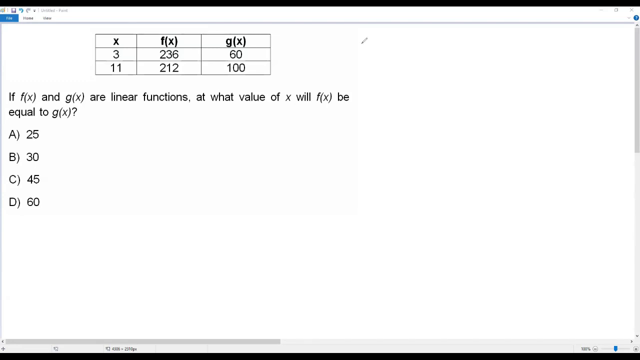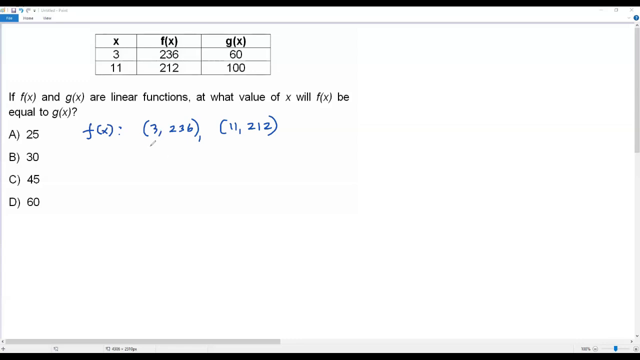Now I'm going to find the function f of x. For that I'm going to consider the 2 points we have for f of x. The first point is when x equals 3, f of x is 236. Actually, f of x is nothing but the value of y. So the first point is 3, 236, and the second point is 11, 212. It's over here. Now, to get the linear function f of x in slope intercept form, first we need the slope.